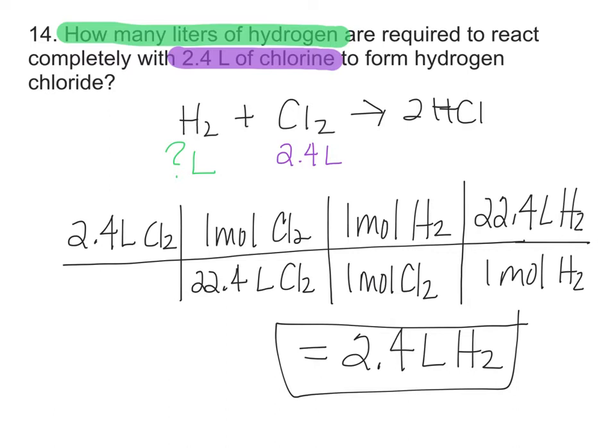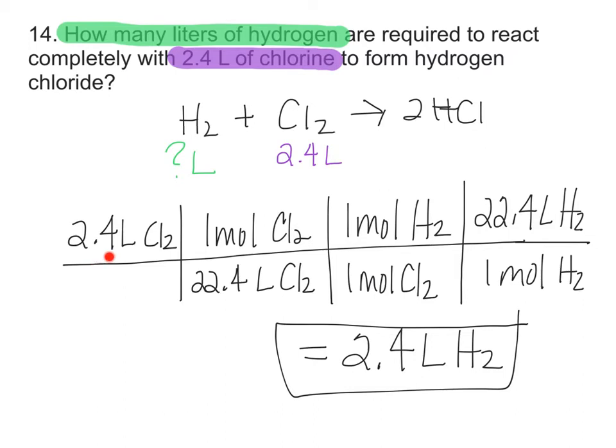So first thing we want to do is see what we're looking for and what we've got. So we are looking for liters of hydrogen because that's what it asked. And so I went ahead and jotted that down underneath, question mark, liters of hydrogen. And then of course we're starting with the 2.4 liters of chlorine. So again, I jot that down under the balanced equation. And then we always start with our given.